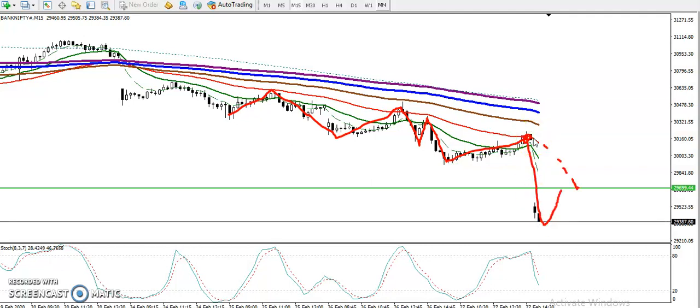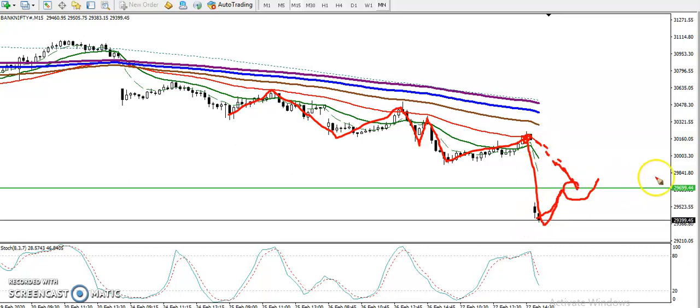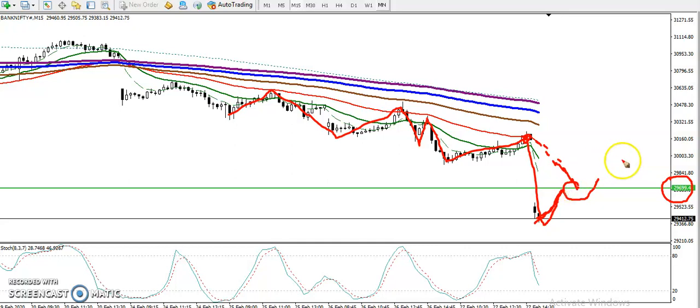So in that case, our next entry point will be somewhere here when price retraces toward moving average 50. The moving average will be somewhere here, and we have seen exactly there is a resistance line. So when price retraces toward moving average 50, that will be our sell opportunity.